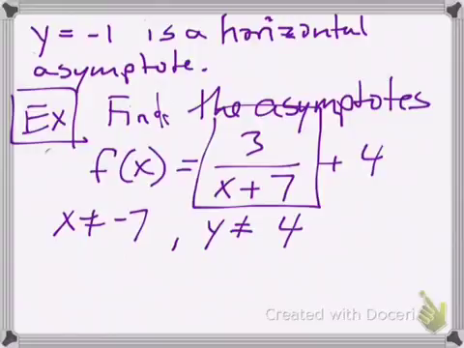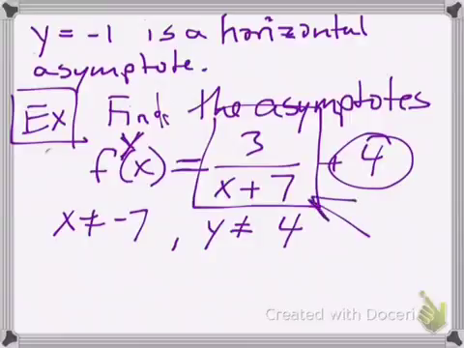If this part right here can't be 0, the only way y could equal 4, remember f of x replaces y, is if this part is equal to 0. Can this part equal 0? Never. Because this part can never equal 0, y can never equal 4. All right? So, those are the two excluded values.